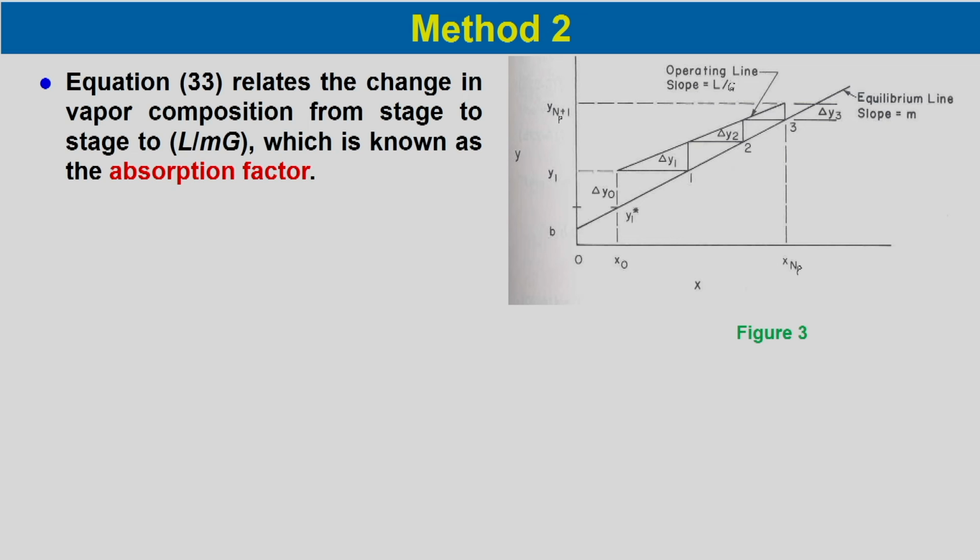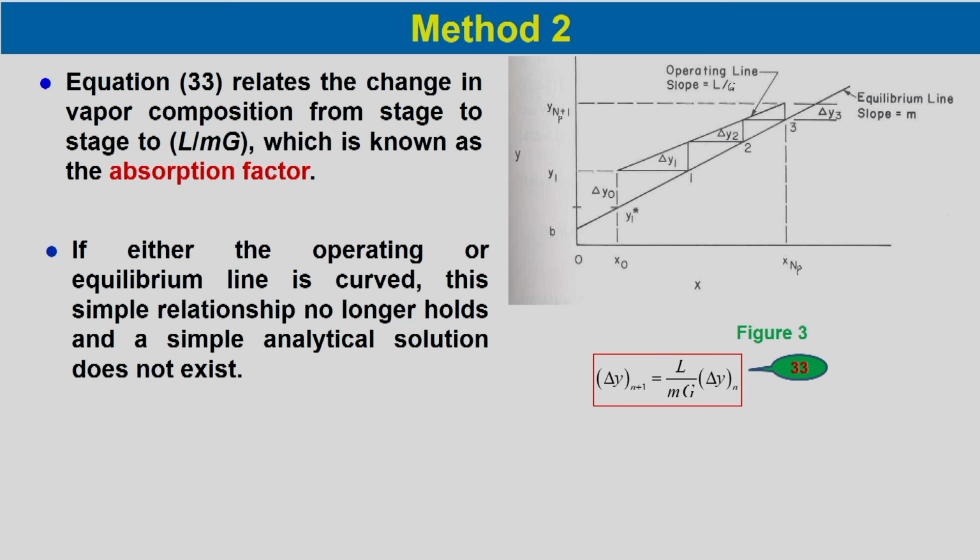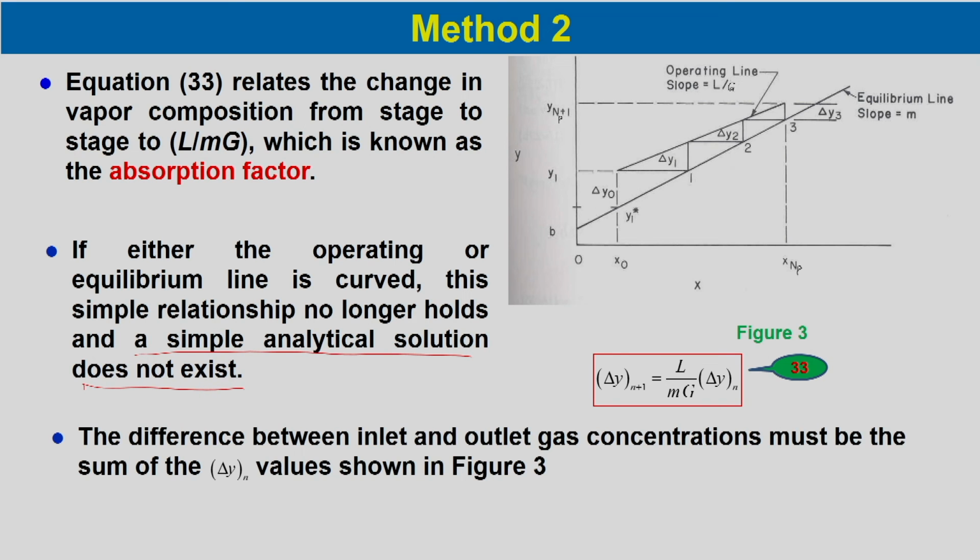Now, this equation 33 relates the change in vapor composition from stage to stage to L by m g, which is known as the absorption factor. So, delta y n plus 1 would be equal to L by m g delta y n. If either the operating or the equilibrium line is curved, this simple relationship no longer holds and a simple analytical solution does not exist. The difference between the inlet and outlet gas concentration must be the sum of delta y n values shown in this figure.